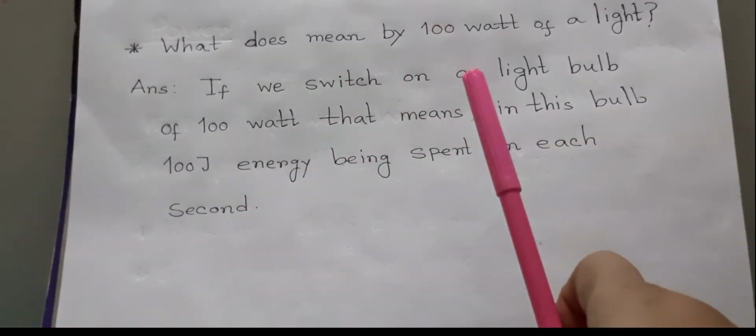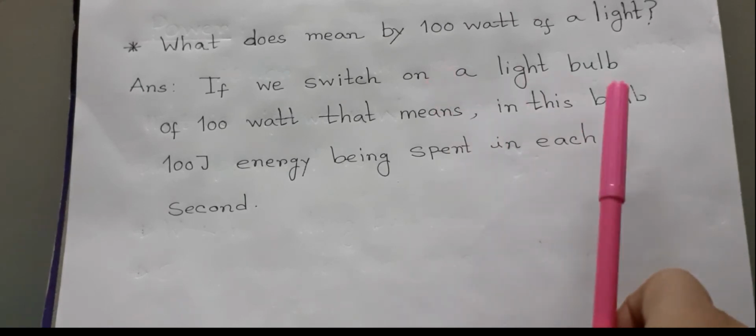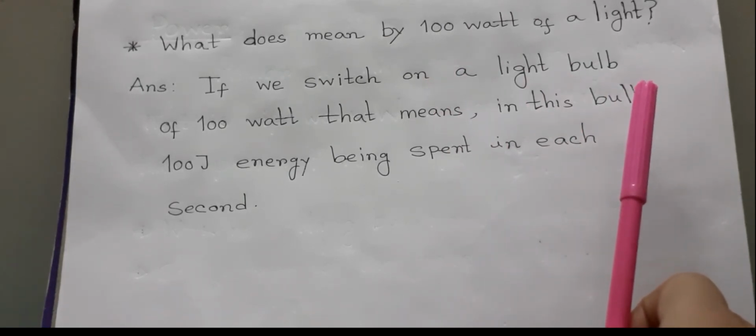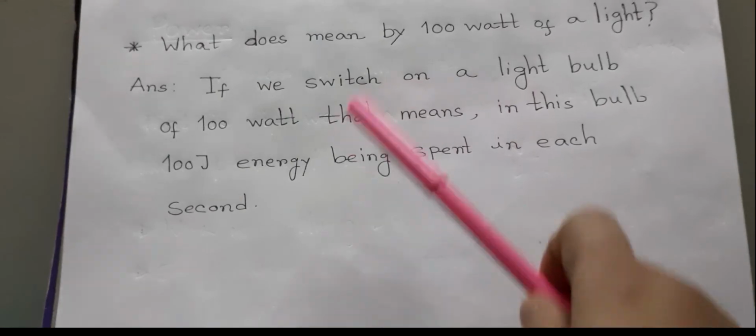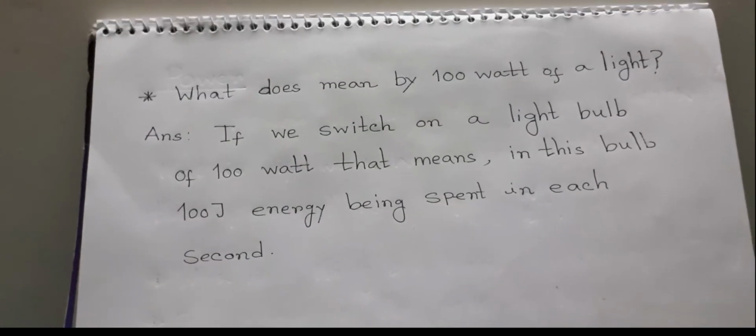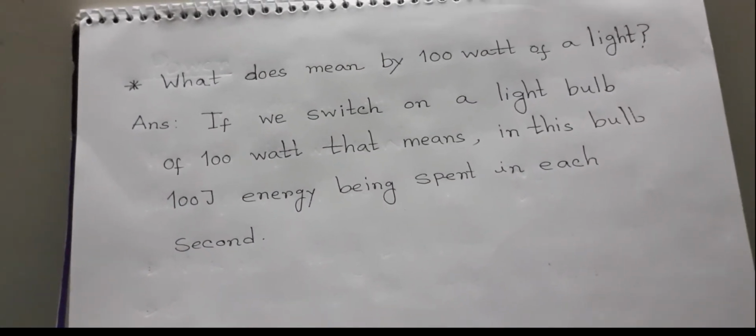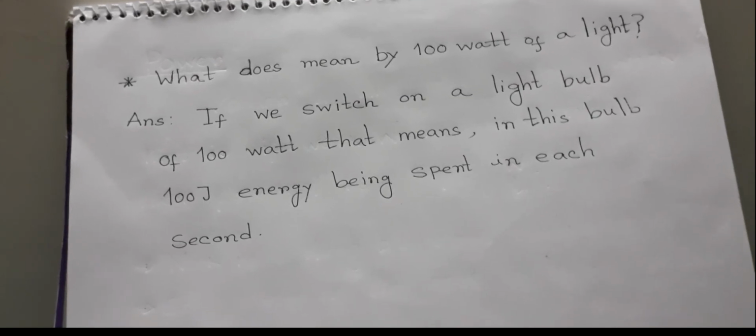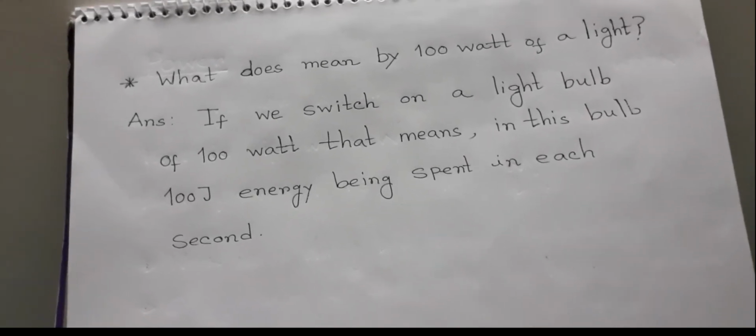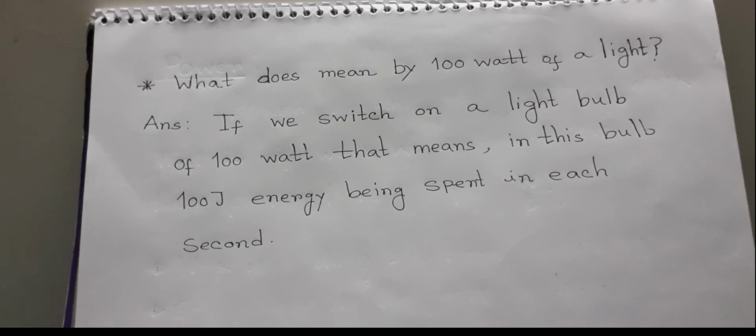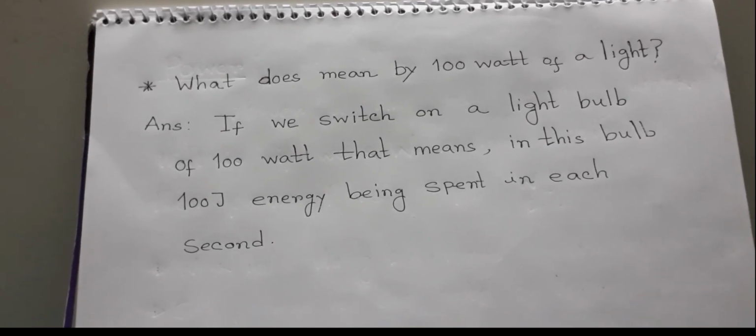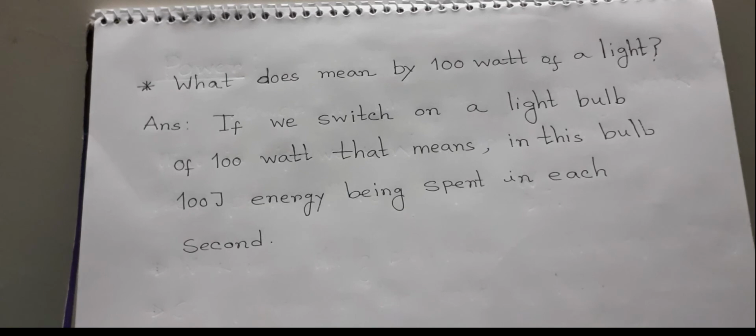We have earlier known that power is the rate of doing work. So if it is asked what it means by 100 watt of light, then we can say if we switch on a light bulb of 100 watt, that means in this bulb 100 joule energy is being spent in each second.